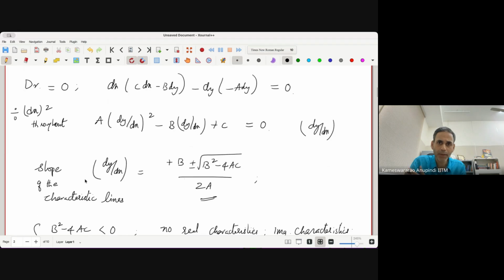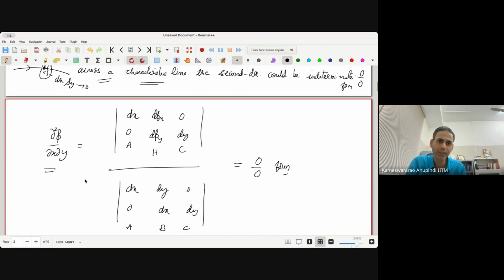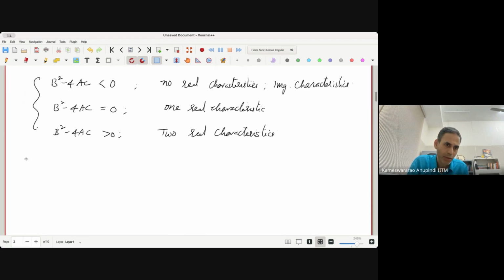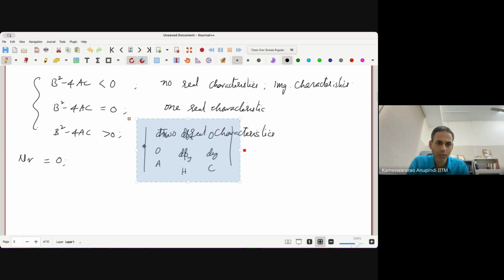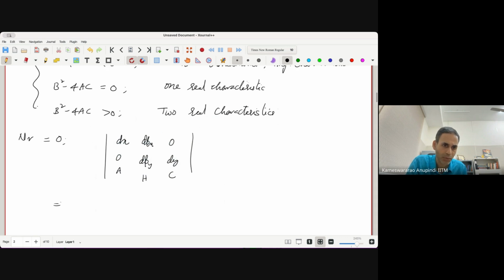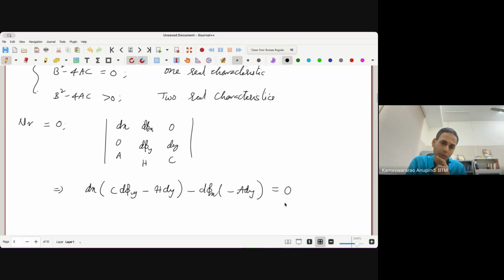Similarly, now if we equate the numerator equal to 0, that is, the determinant with dx, 0, and so on, okay, so that's what we have. That means I'm going to write this as dx times c times dφy minus h times dy, minus dφx times minus a dy, plus 0, equal to 0. Okay, that's what I have.